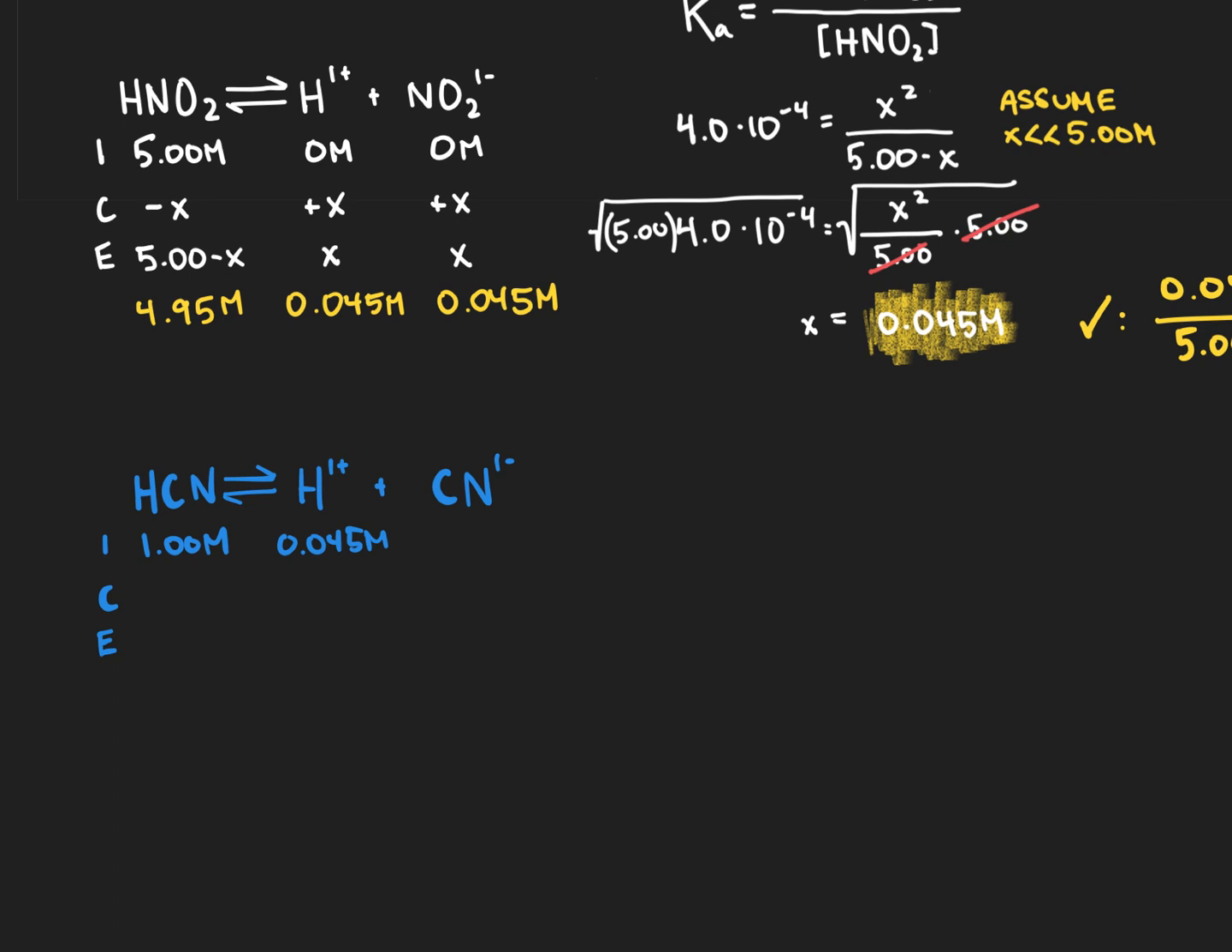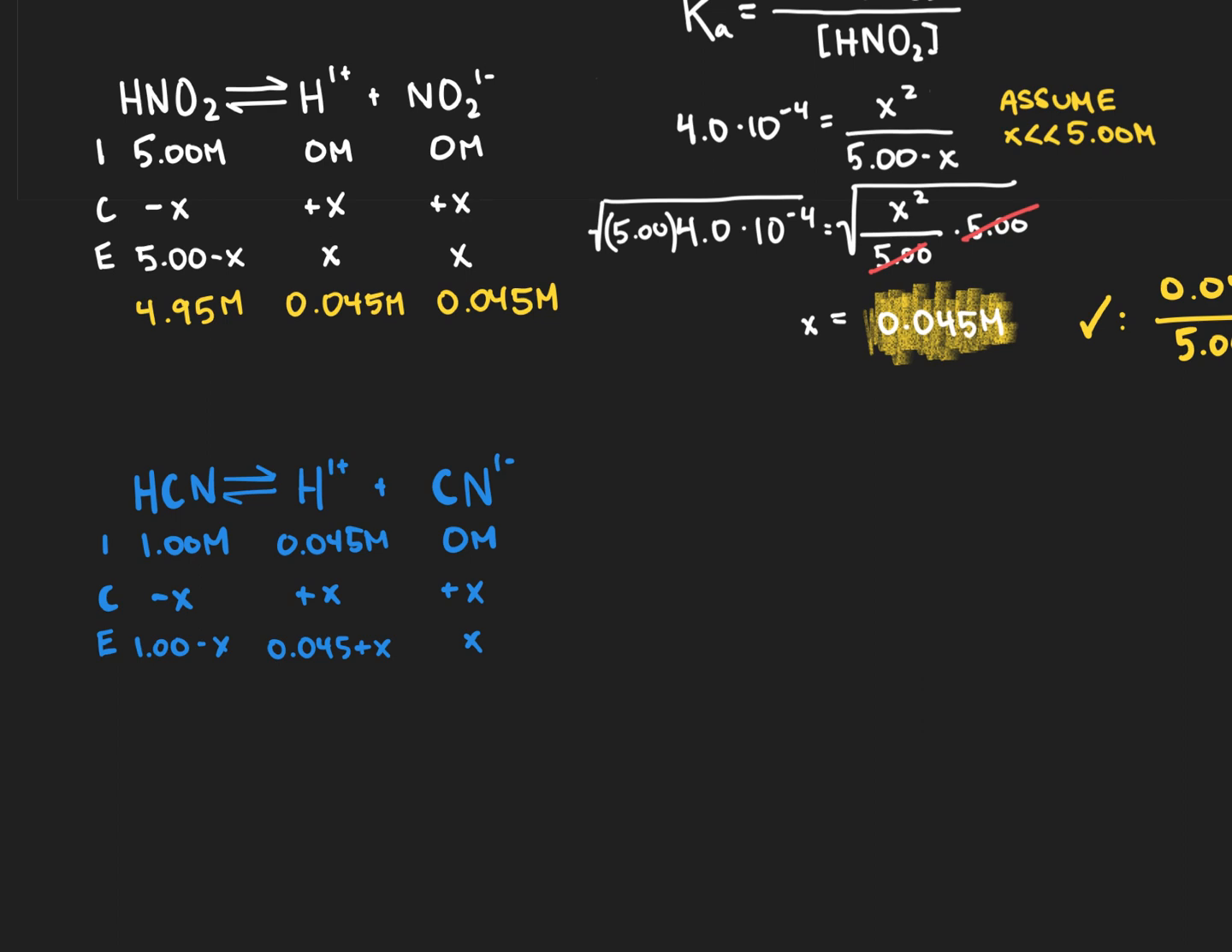And then again, the cyanide ion concentration will be a value of 0 molar. Defining my changes in concentration, again, this equilibrium must be shifting to the right since I've got a 0 for the cyanide ion under my initial concentration. So I'm going to define concentration changes of minus x for the HCN, and then plus x and plus x for the hydrogen ion and the cyanide ion, yielding me equilibrium concentrations of 1.00 minus x for HCN, 0.045 plus x for H positive, and x for the cyanide ion, CN negative.